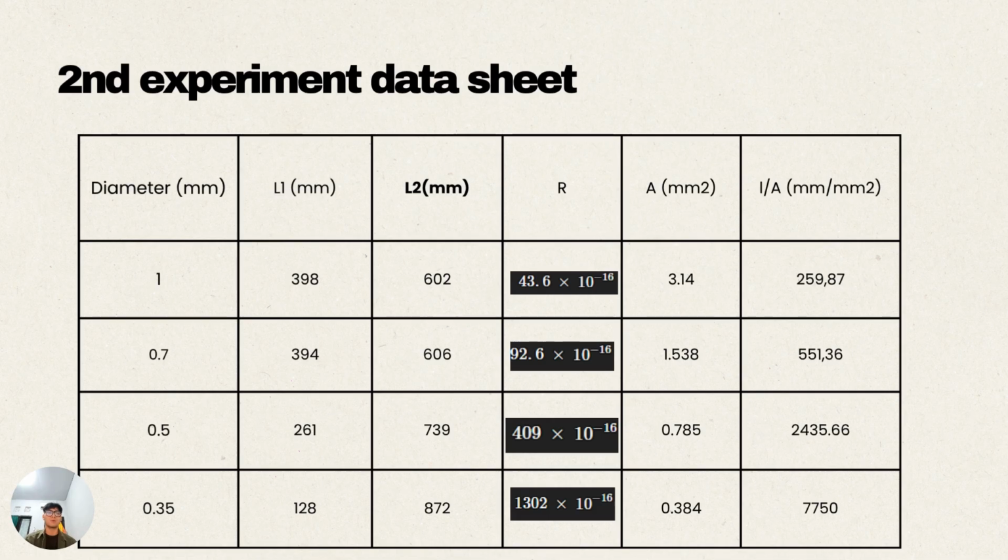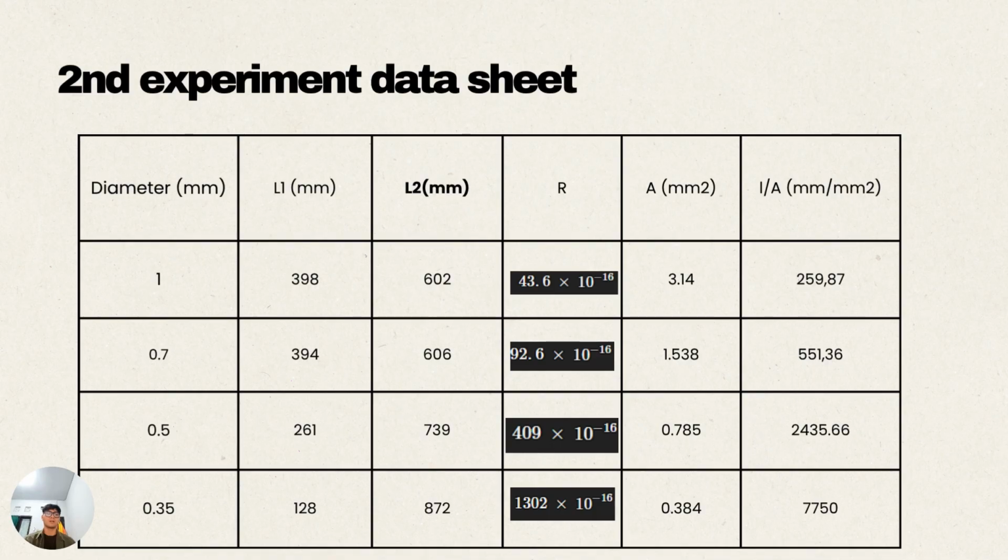A is 1.538. L per A is 551.36. For 0.5 mm diameter, L1 is 261 millimeters and L2 is 739 millimeters. R is 409 times 10 to the minus 6. A is 0.785 square millimeters. L per A is 2,435.66 millimeter per square millimeter.